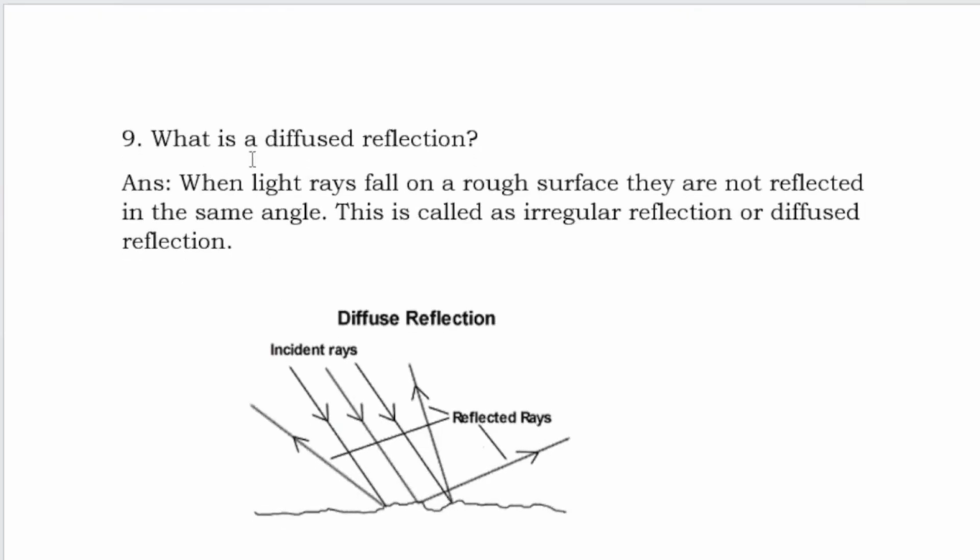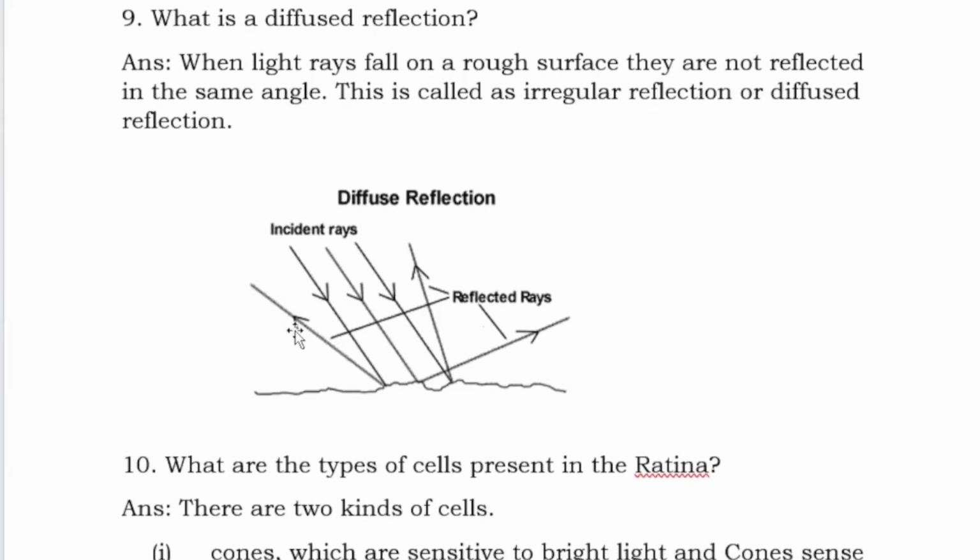Ninth question, what is a diffuse reflection? Look at this picture. Here the surface is rough. These incident rays are not getting reflected in same angle. When light rays fall on rough surface, they are not reflected in the same angle. This is called as irregular reflection or diffuse reflection. For this question, you need to draw the diagram.